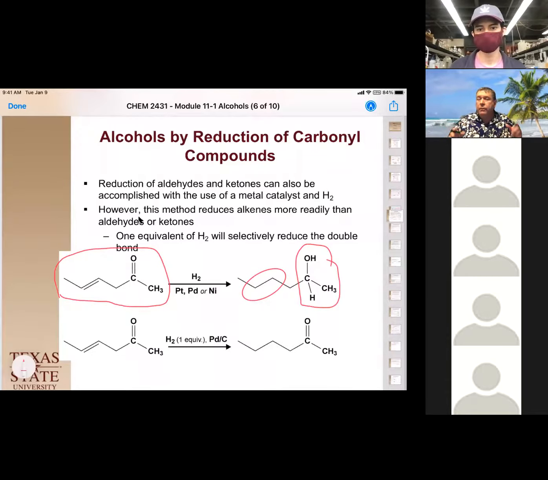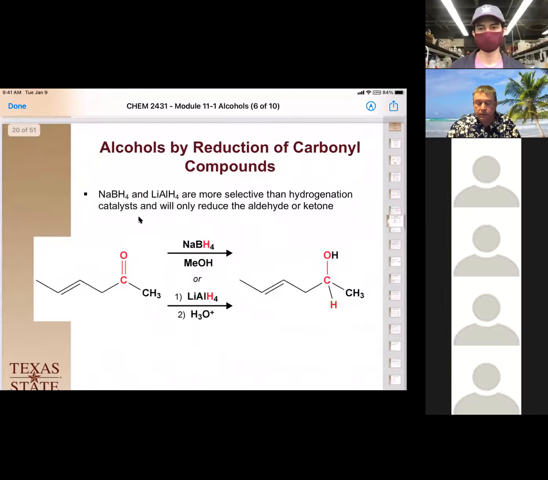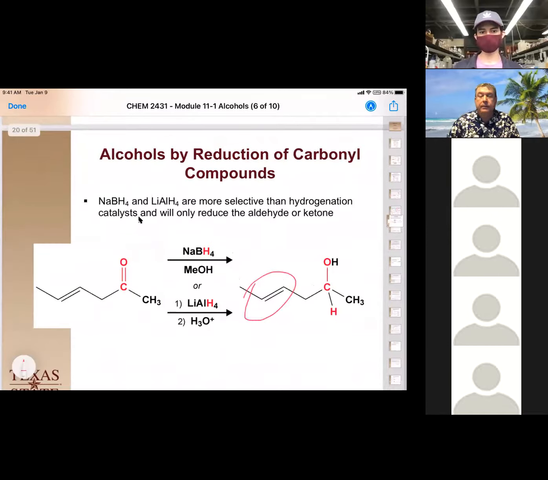Okay. What if you only want to reduce one or the other? If you only want to reduce one or the other, we have to be more selective about what we're going to do. So in that case, let's say if we wanted to keep the alkene, we would want to use something like sodium borohydride to just reduce down the carbonyl. So we could use either sodium borohydride or lithium aluminum hydride, and the alkene stays intact. Okay, so that's because the lithium aluminum hydride and sodium borohydride only attack carbonyls, will only add across carbonyls.